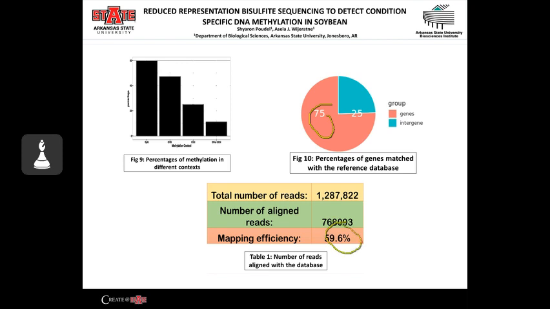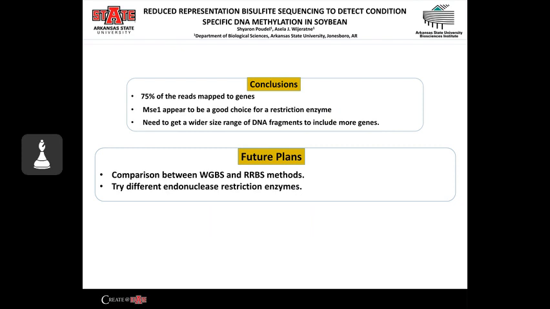And with all these results, we can conclude that 75% of genes mapped with the database. Overall, MspI was a good choice as a restriction enzyme, and in the future we need a wider size range of DNA fragments to include more genes. And in the coming future, our goal is to compare these two sequencing methods and use different other restriction enzymes to make the RRBS protocol more specific.